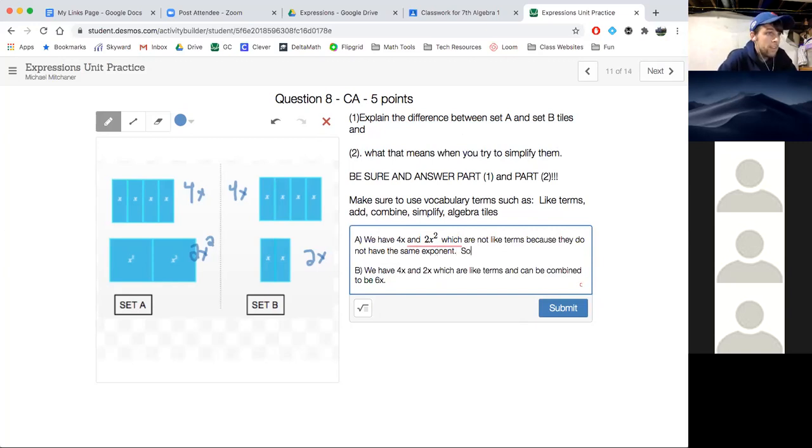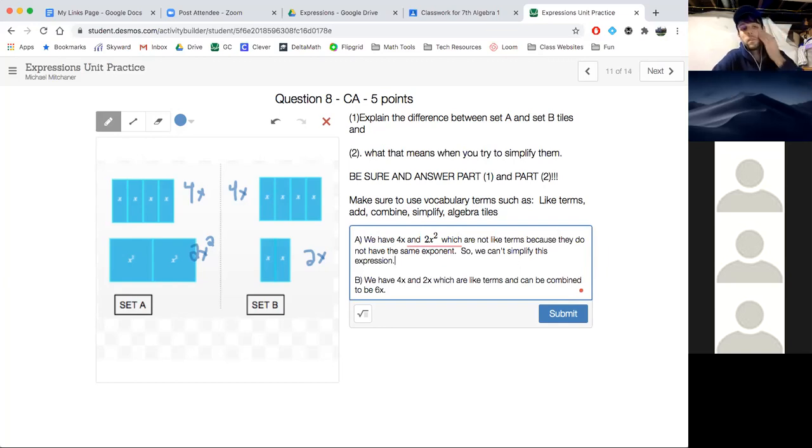Maybe I can say that. So we can't simplify this expression. I noticed that I didn't talk about how to simplify this first expression, whereas on this other one I said they could be combined. I showed what they could simplify to be. Again, using math language, trying to use some of those terms and everything.